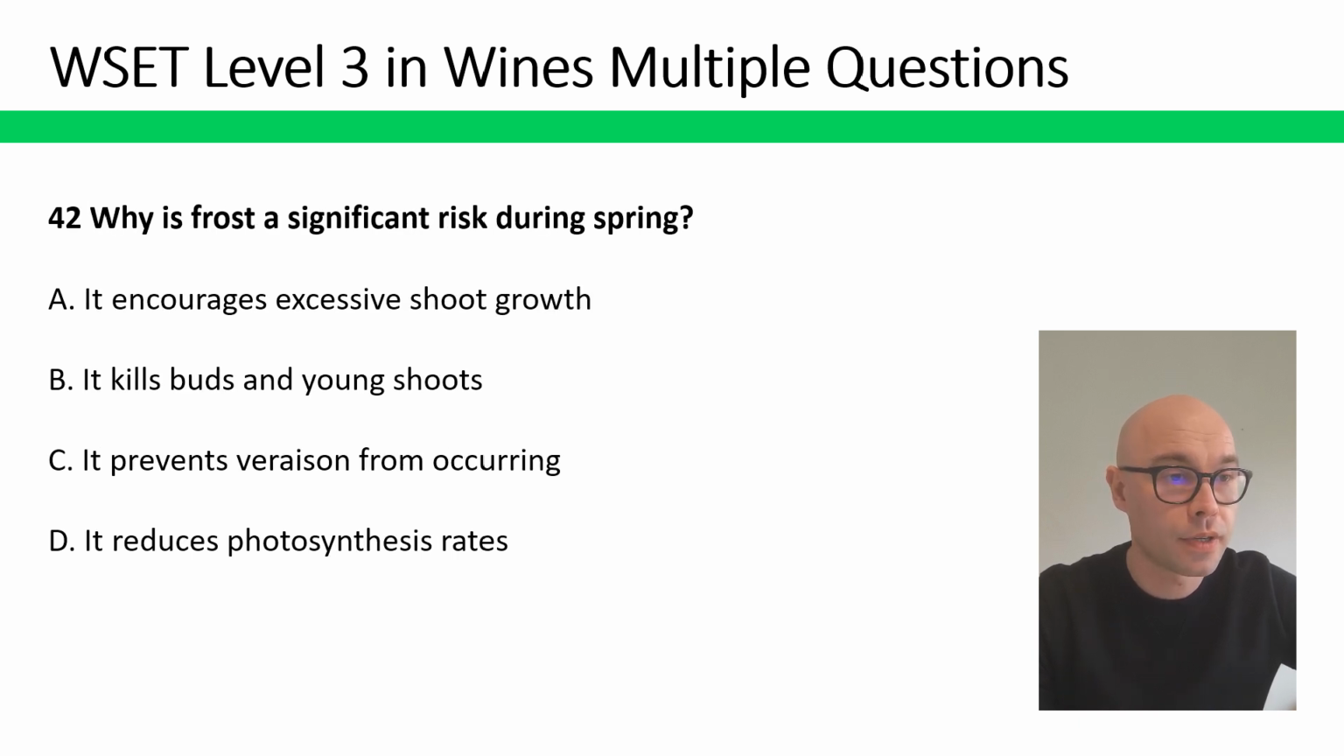Why is frost a significant risk during spring? It encourages excessive shoot growth, it kills buds and young shoots, it prevents veraison from occurring, it reduces photosynthesis rates. The correct answer is B. It kills buds and young shoots in the spring.